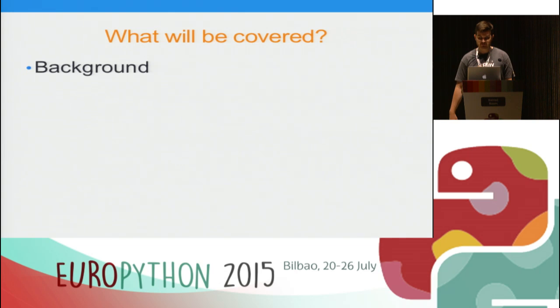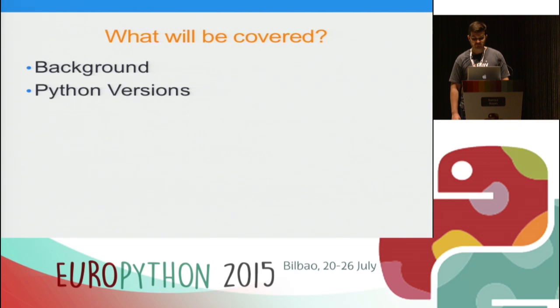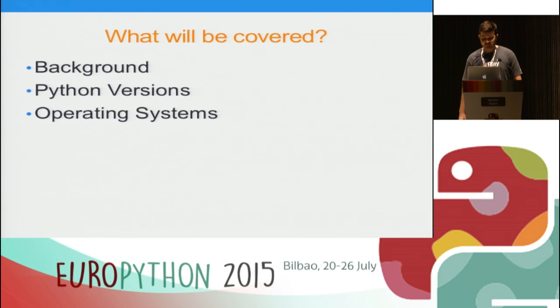First, I'm going to go into background about a sample application that most of the topics are going to be based around. Then I'm going to talk about the different Python versions and how to ensure compatibility across that. I'm going to talk about how to get compatibility across operating systems. And finally, how to write tests to ensure compatibility and help improve it.